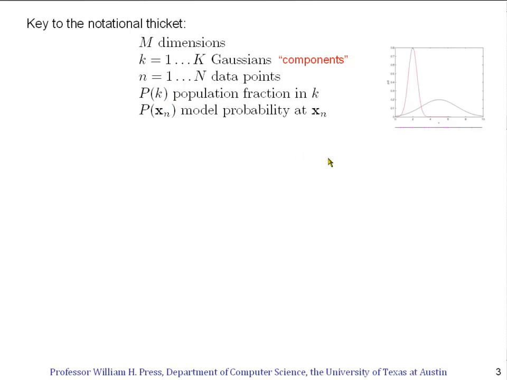Finally, there's a probability for each point along the line here, or in multi-dimensions, each point that we're given. What is simply the probability within the model that we're going to fit of finding a point at that position. And so that's denoted P of x sub n, the vector position of the nth point. But we're not nearly done yet.